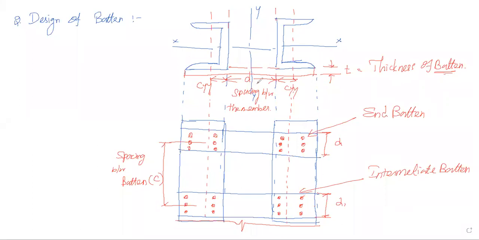First we should do the spacing between the members, D. This spacing from here to here is nothing but D plus 2 times CYY. Let us go for the design one by one. So the first one is the design of spacing between the two channels.